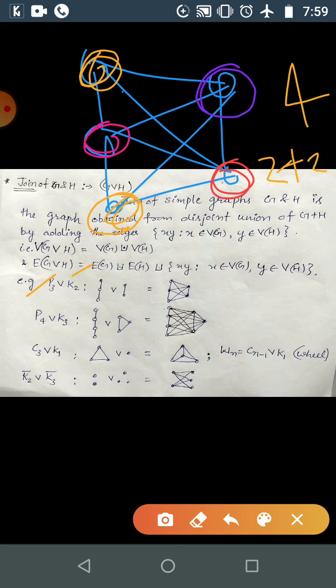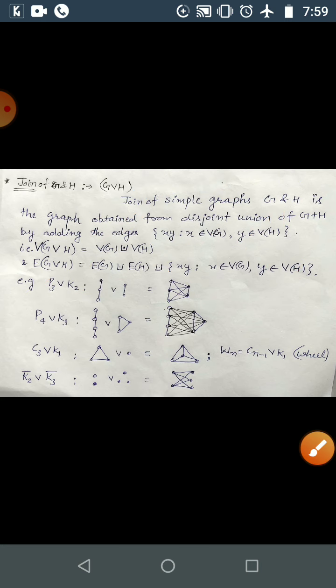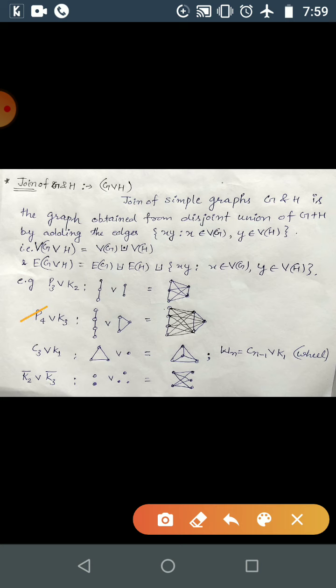So this is the chromatic number for the join of P2 and K2 and P3. You can write K2 join with P3 or P3 join with K2, it doesn't matter. Likewise, for P4 with K3 the join will be here. And what is the chromatic number?